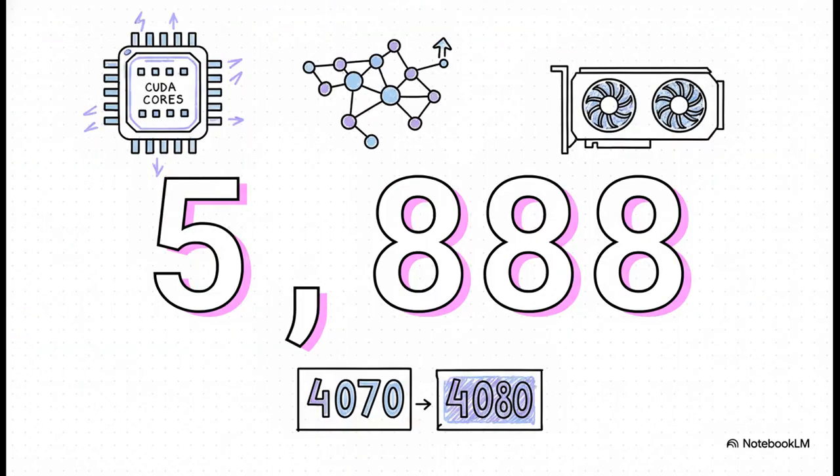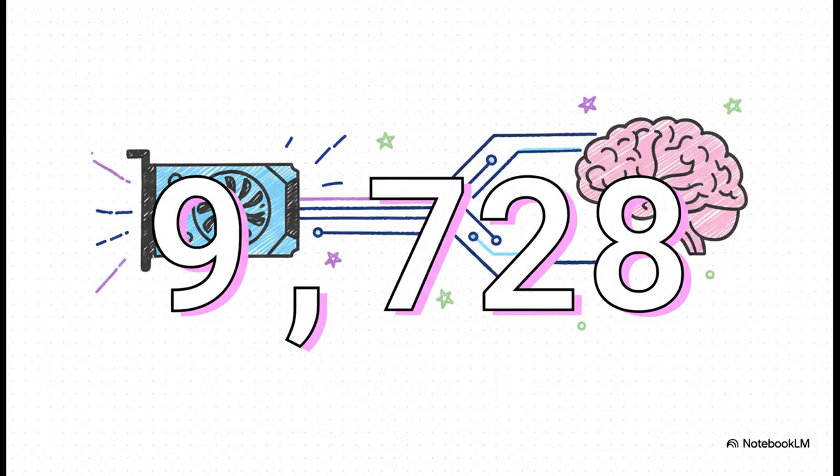So the RTX 4070 packs a pretty solid 5,888 CUDA cores. But then you look at the 4080, and wow, it jumps all the way up to 9,728. That's almost 4,000 more little workers ready to go on your AI models. It's no wonder it's so much faster.